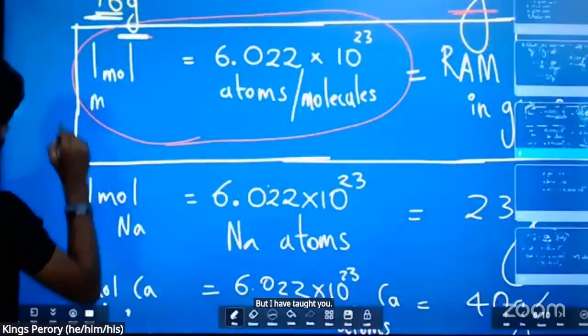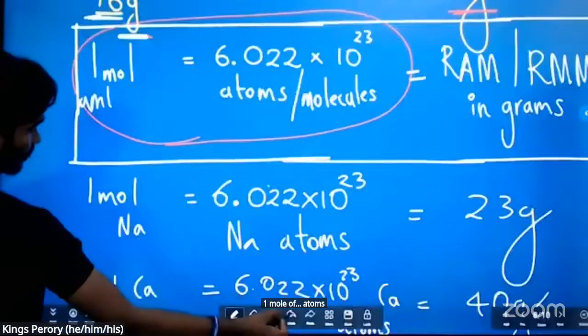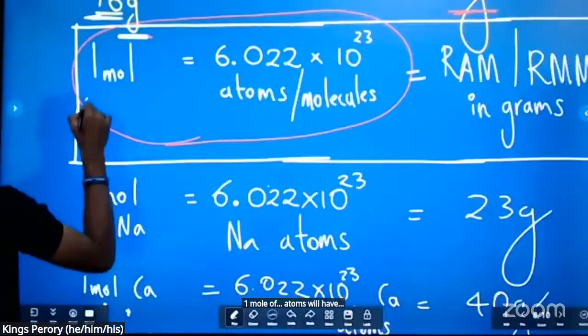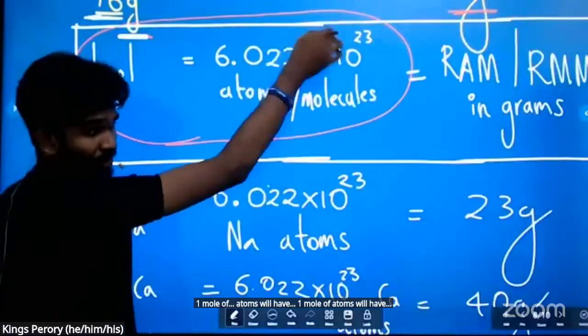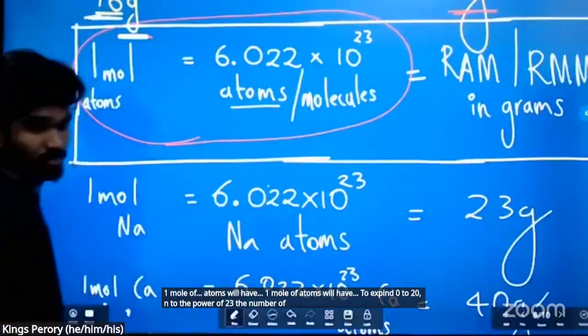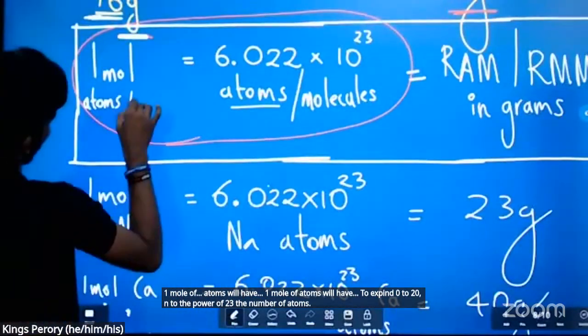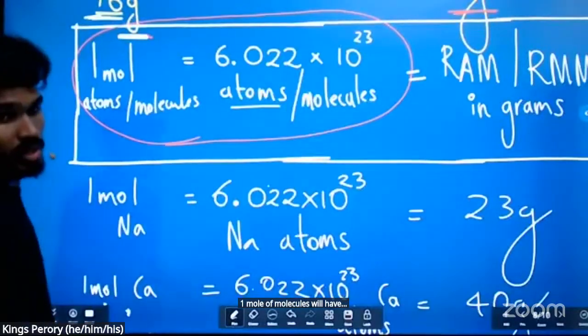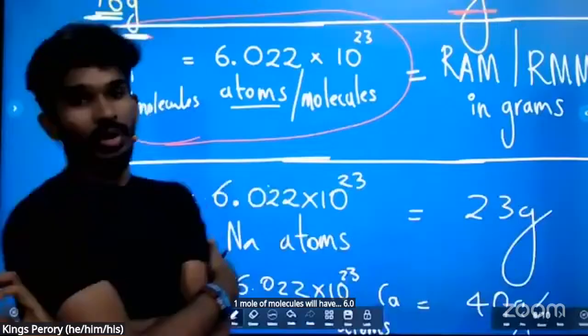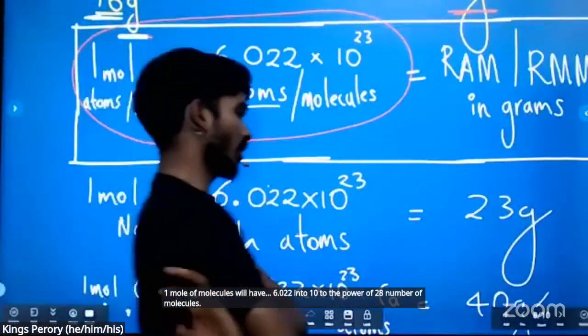1 mole of atoms will have 6.022 into 10 to the power 23 number of atoms. 1 mole of molecules will have 6.022 into 10 to the power 23 number of molecules. That's what I taught you, no?